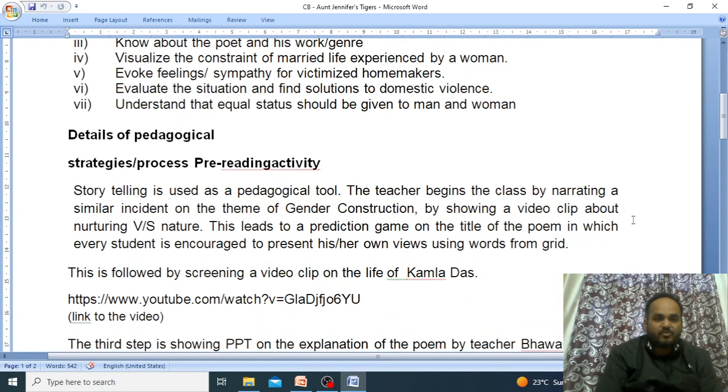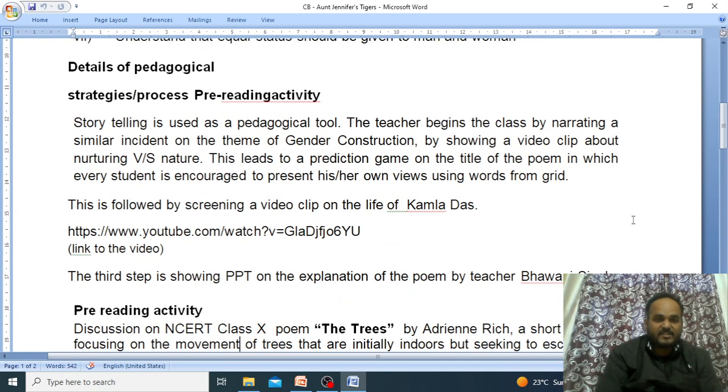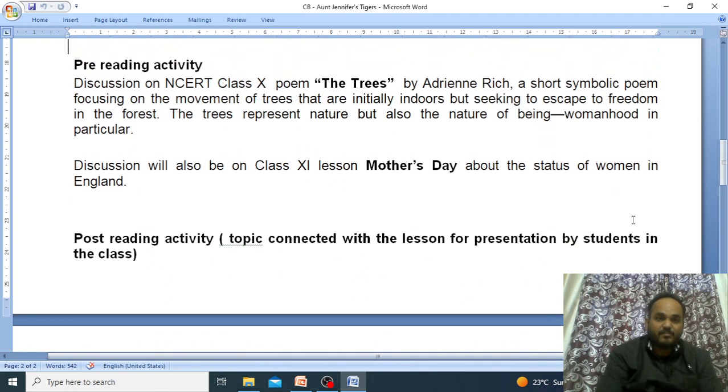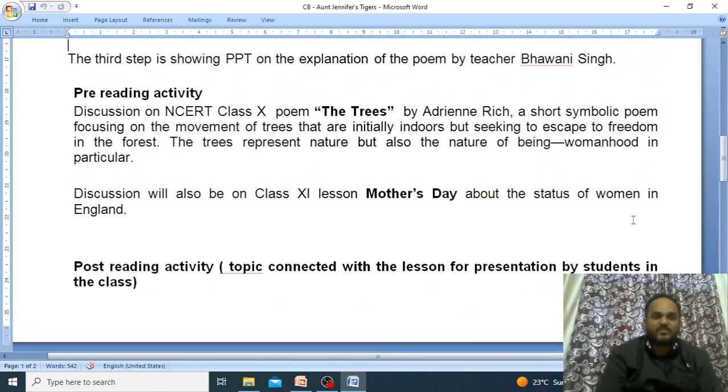Now this is a detailed pedagogy of how we will have to design our lesson plan, and how we will have to relate this theme to our previously taught lessons. For example, the same theme was in the 10th class poem The Trees by the same poet, Adrienne Rich, where womanhood in particular was talked about. Then in 11th class, the same theme of equality and status of women in England. So the theme or value may be the same in 6th, 7th, 8th class, but it should be elaborated as the student reaches maturity on the basis of his abstract thinking, in order to develop his moral reasoning.